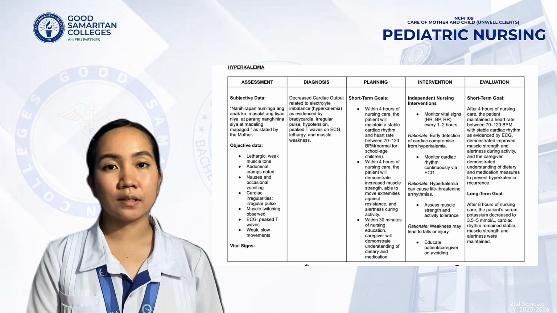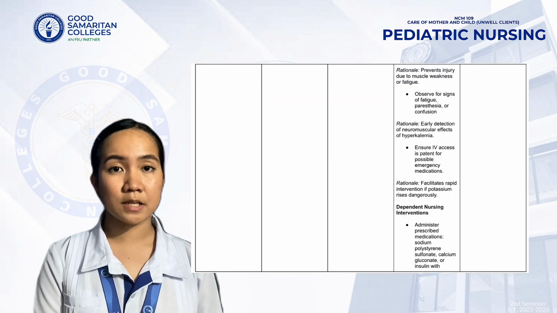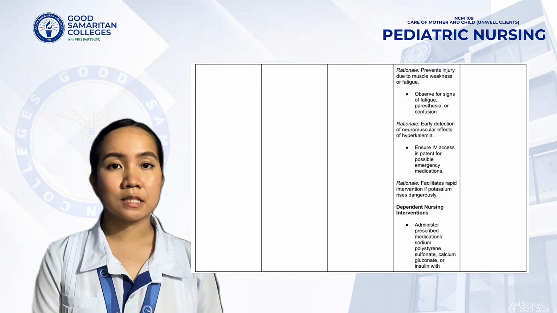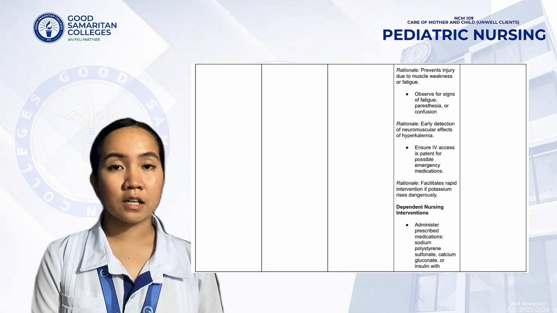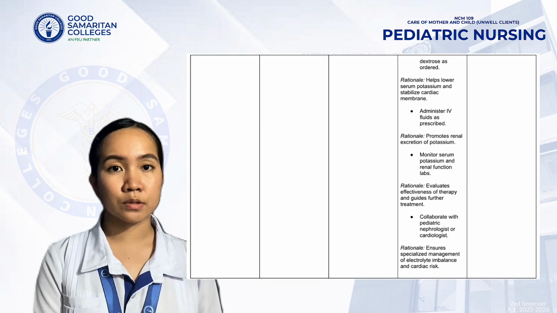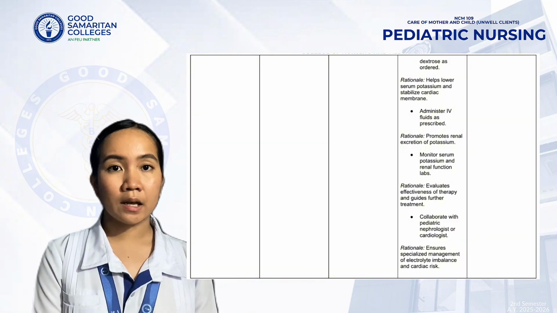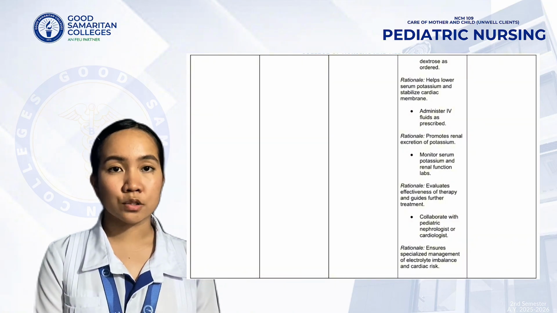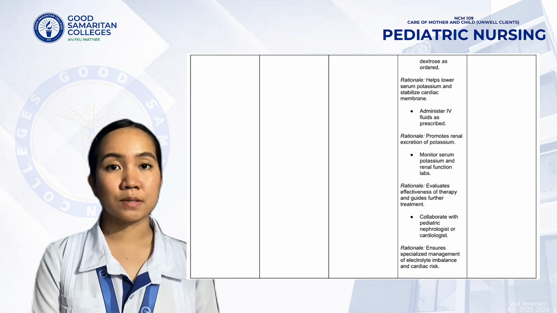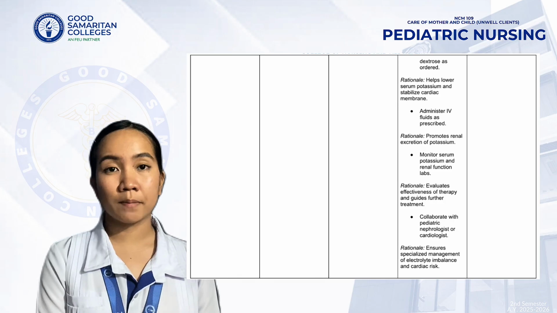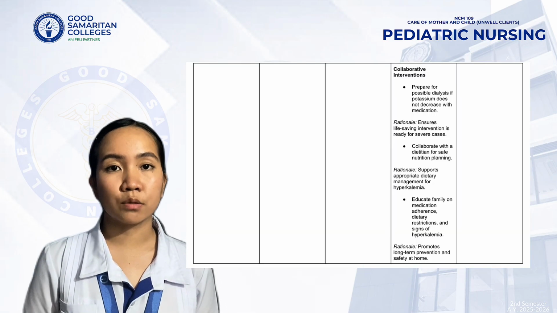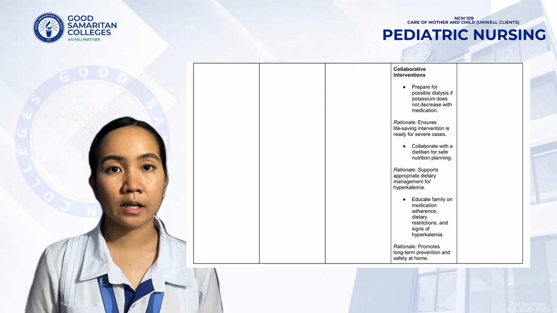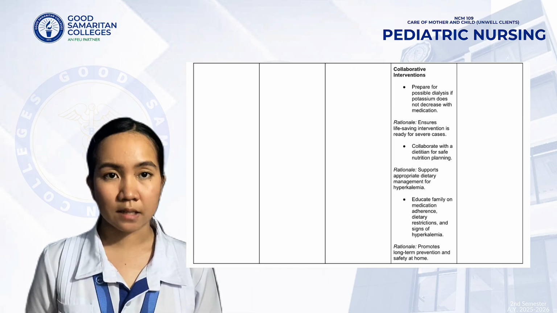So, for dependent nursing interventions naman po, we're going to administer medications such as sodium polystyrene sulfonate, calcium gluconate, and insulin with dextrose to lower potassium and protect the heart. So also we're going to administer IV fluid as prescribed to promote excretion of potassium, and monitor laboratory values to evaluate treatment effectiveness. And also we're going to collaborate with pediatric nephrologists or cardiologists for specialized care.